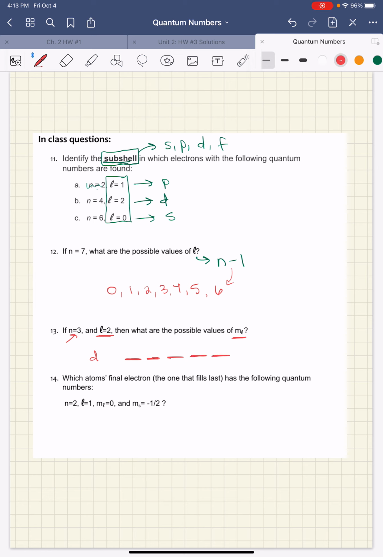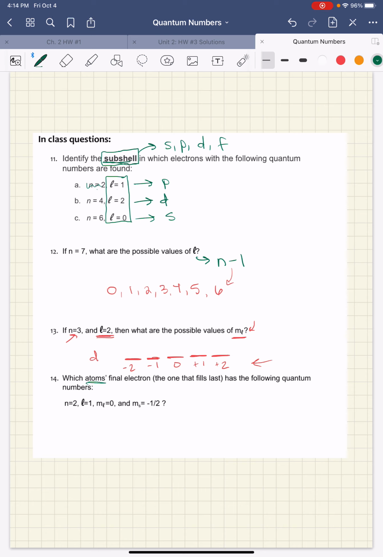Remember, each of these gets a value. So -2, -1, 0, +1, +2. So if we want to know the possible values of ML when L is 2, it would simply be all of those values, -2 through +2. And finally, the most complicated one we ran into.